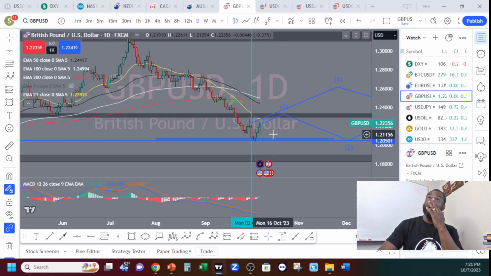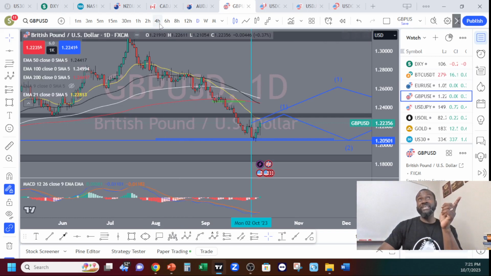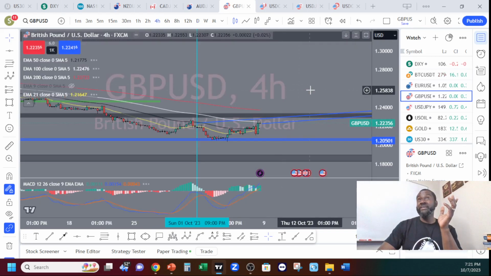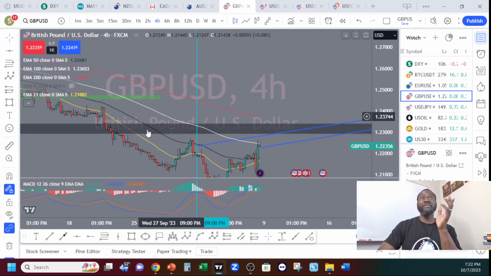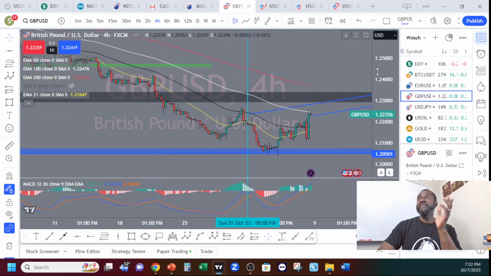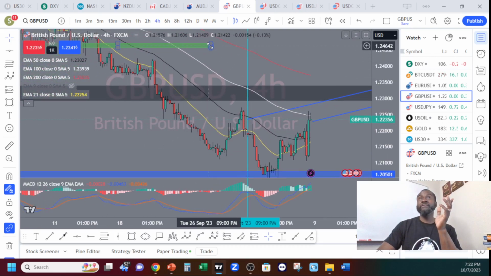So when we go into the 4 hour time frame, we have the levels. Here is the 4 hour time frame. Looking at that, what we see, there is a 4 hour level right here. Let me bring it all the way to the other side.